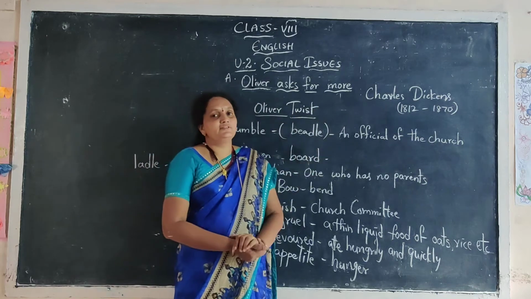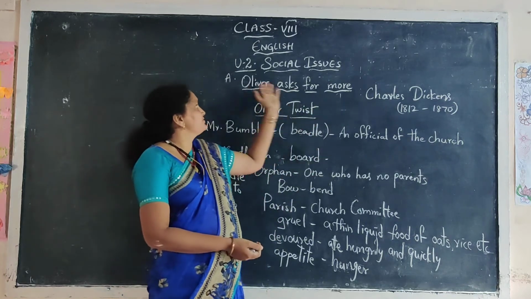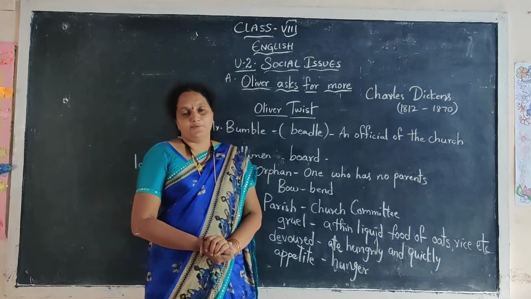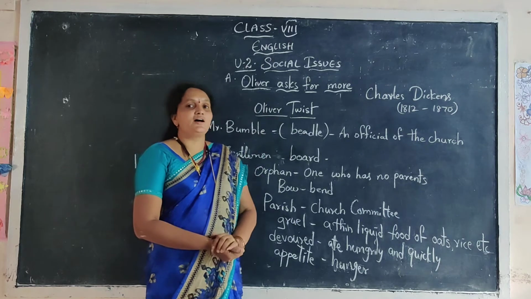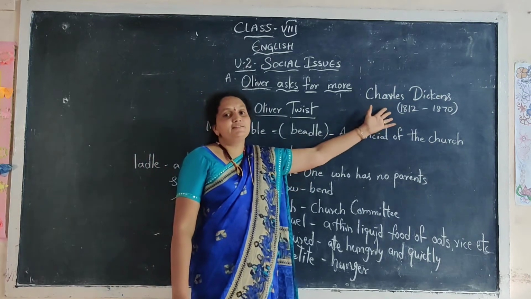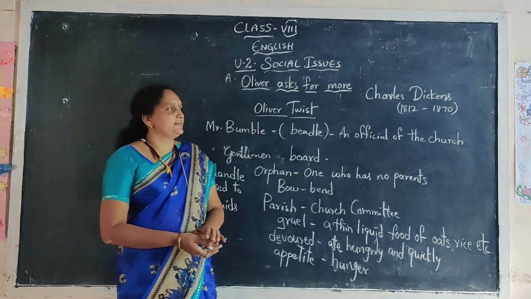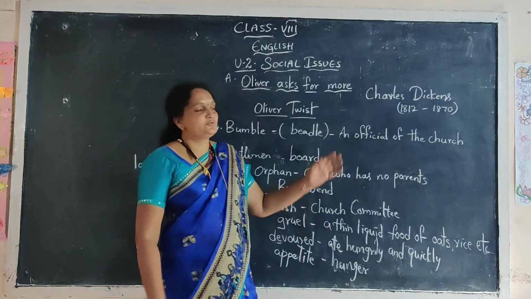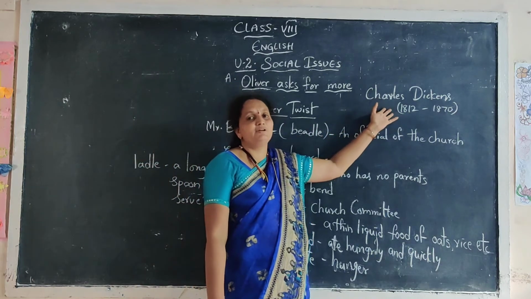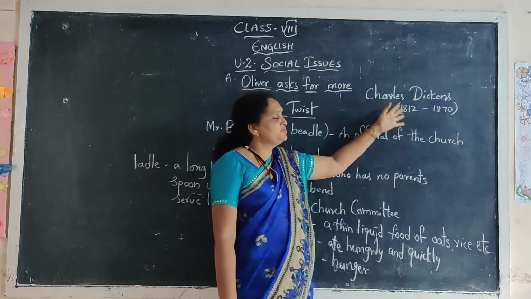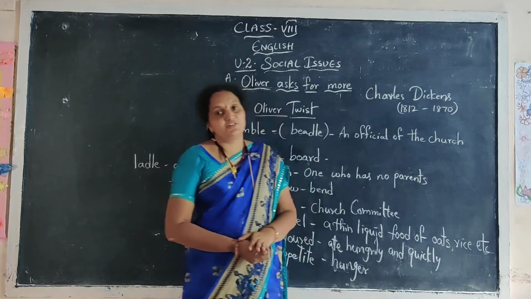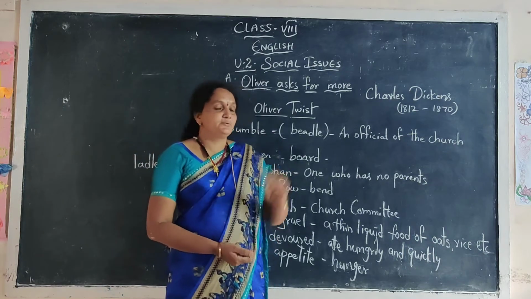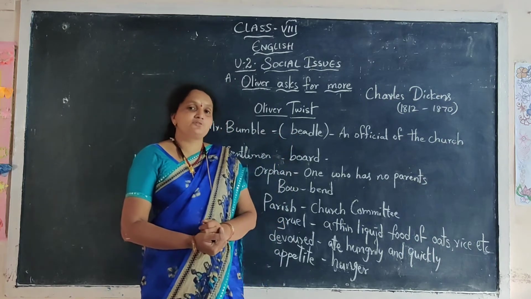Who is the author of this lesson? Charles Dickens. And the lesson is Oliver Asks for More. He was born in 1812 and died in 1870. In his early days, because of his father's imprisonment, he used to work, and he started writing fiction and everything. Soon he started focusing on social issues. So here also he focused on social issues.